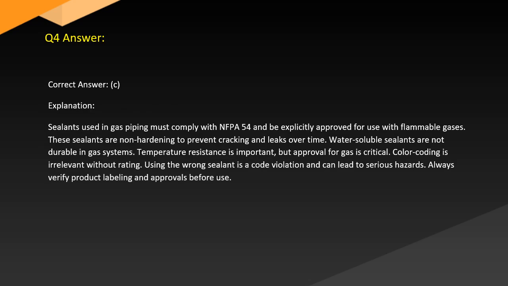Answer. Correct answer C. Explanation. Sealants used in gas piping must comply with NFPA 54 and be explicitly approved for use with flammable gases. These sealants are non-hardening to prevent cracking and leaks over time. Water-soluble sealants are not durable in gas systems. Temperature resistance is important, but approval for gas is critical.